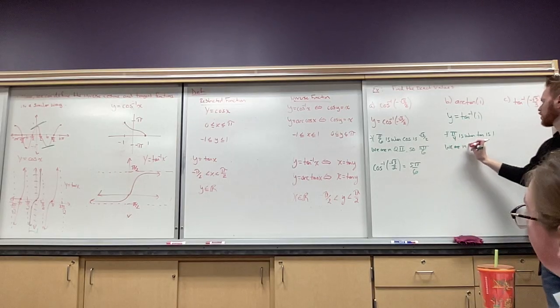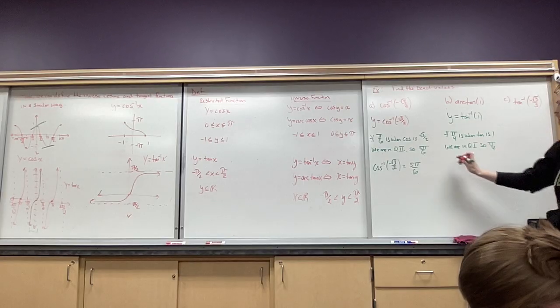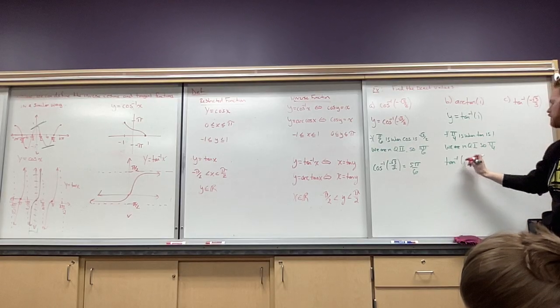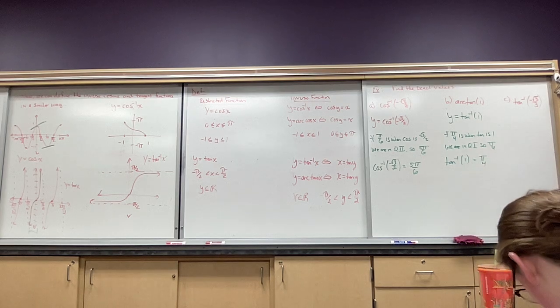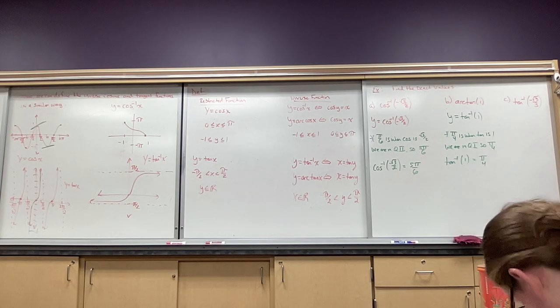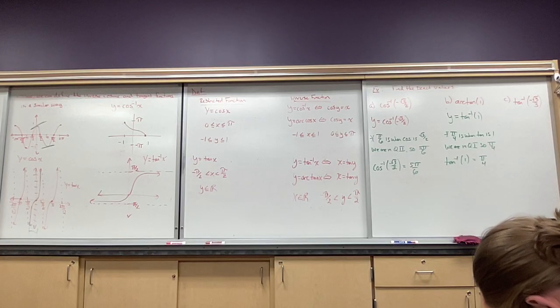Since we're positive, we're in quadrant 1, so it's just pi over 4. So let me just write it out fully. The inverse of tangent of 1 is just pi over 4. So knowing your unit circle and knowing what quadrants you're in are going to be very critical for this.